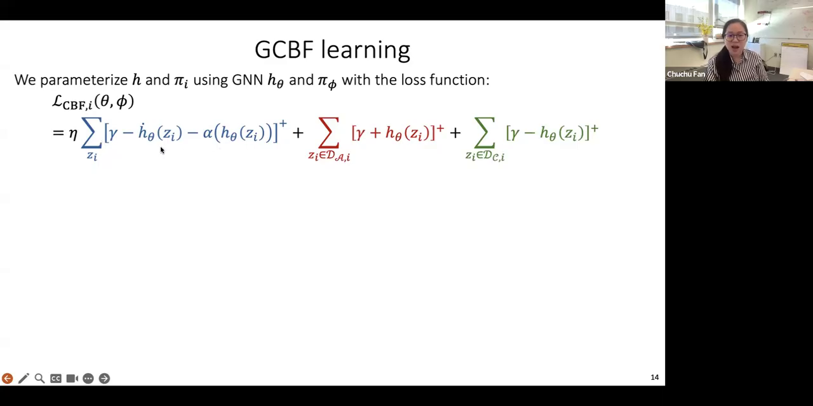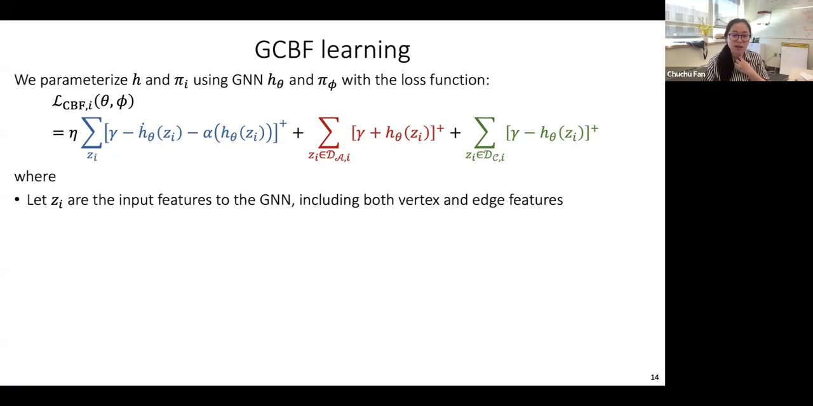What it says is, I really want my h dot plus alpha h to be positive. So I will penalize it when this term is negative, right? Basically my loss term will become 0 when it's positive, and it will give me a big loss when it is negative. And that's how the first term is constructed.